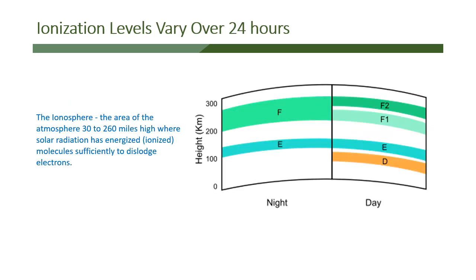Over a 24-hour period, we see the ionosphere is able to break into different parts. The area we're specifically talking about in the atmosphere is about 30 to 260 miles high, where the solar radiation has energized, as I said before, ionized molecules sufficiently to discharge these electrons. Now, before I get into the different layers, let me just say this.